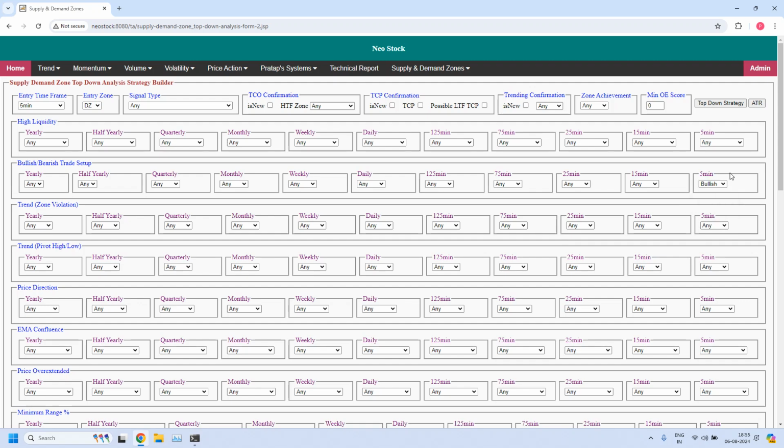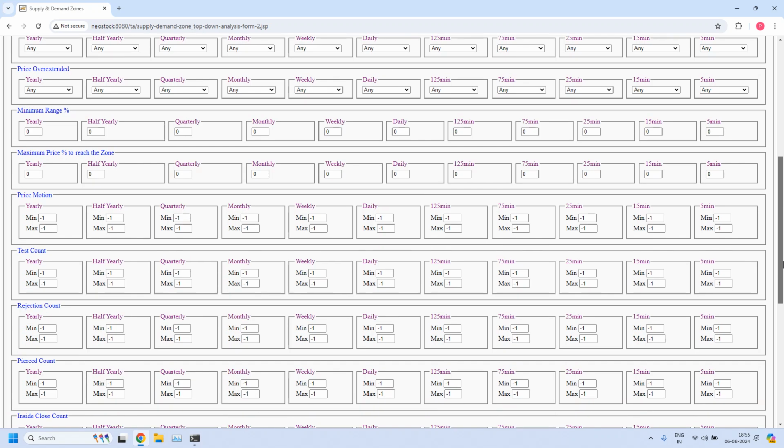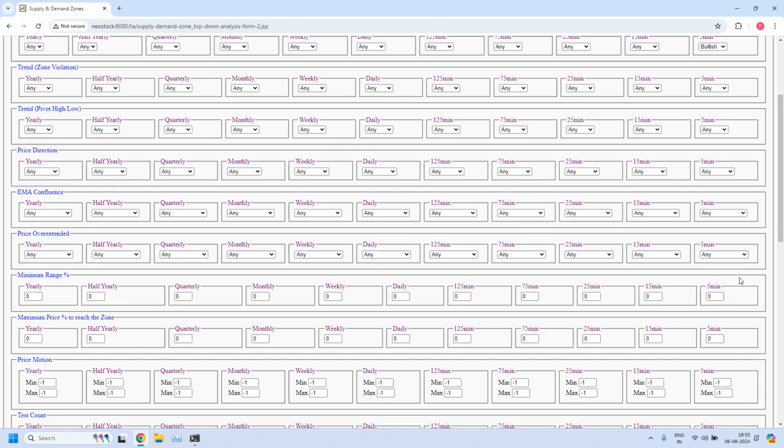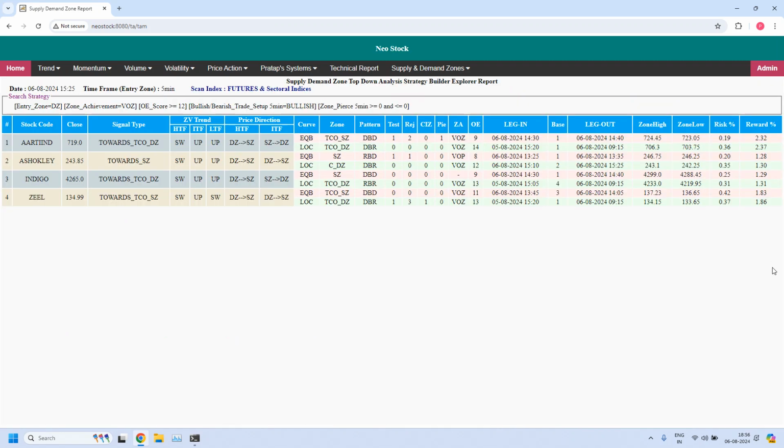am selecting bullish. And the 5 minutes demand zone should not be pierced. So in the 5 minutes pierced count, minimum value 0, maximum value 0, and zone achievement is violated opposing zone, and the minimum odd enhancer score should be 12 for bullish or bearish trade setup. Now all the 3 filters are applied to 5 minutes demand zone. Now let us filter the stocks. 4 stocks are only supporting bullish trade setup for hourly income trade.